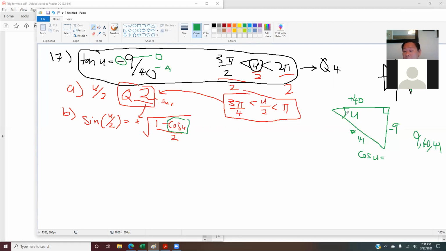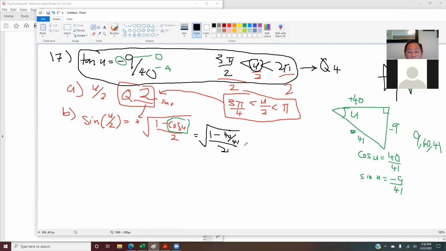SOHCAHTOA. Cosine u is 40 over 41, or adjacent over hypotenuse, right? And can you tell me what sine u is by looking at here? Negative 9 over 41. Yep, that's right. The reason we need this is because we're going to substitute back inside here. So now this is going to be the square root of 1 minus cosine u, and cosine u is 40 over 41.